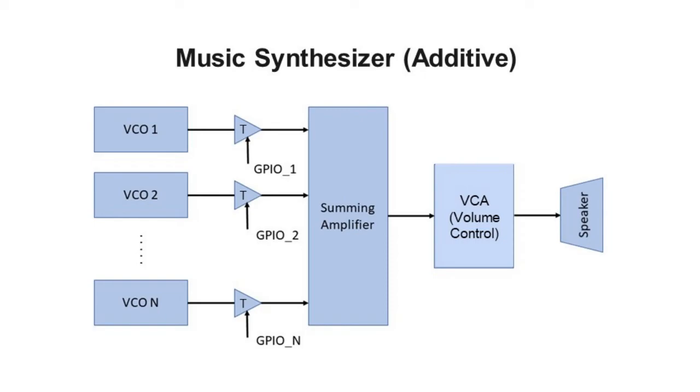These oscillators' waveforms could either be passed or hindered by a set of T-gates routed directly to the FPAA's GPIO pins. The selected waveforms would be added via a summing amplifier and then fed to a VCA, which would provide a sort of volume control for the final waveform before it is fed through to the speaker.